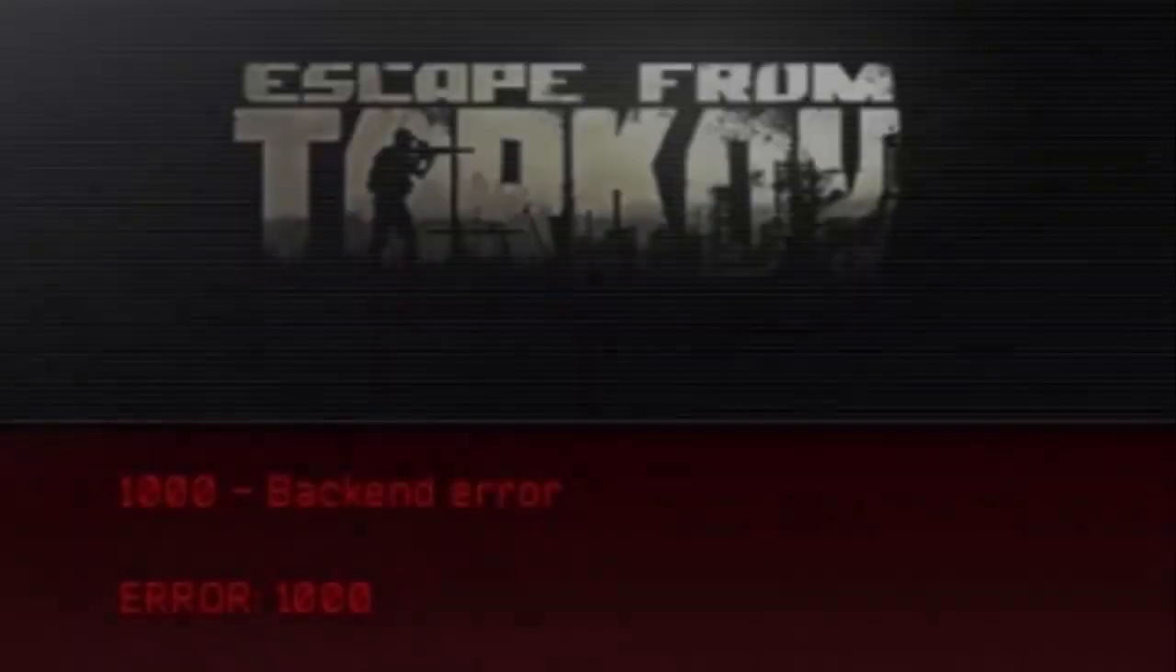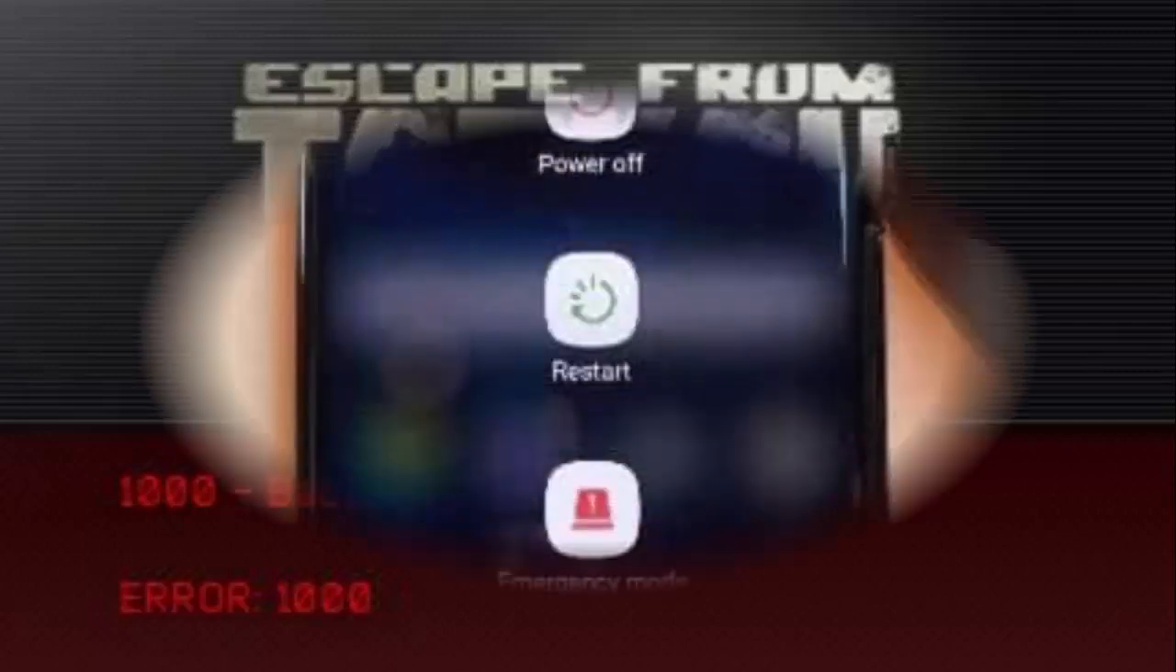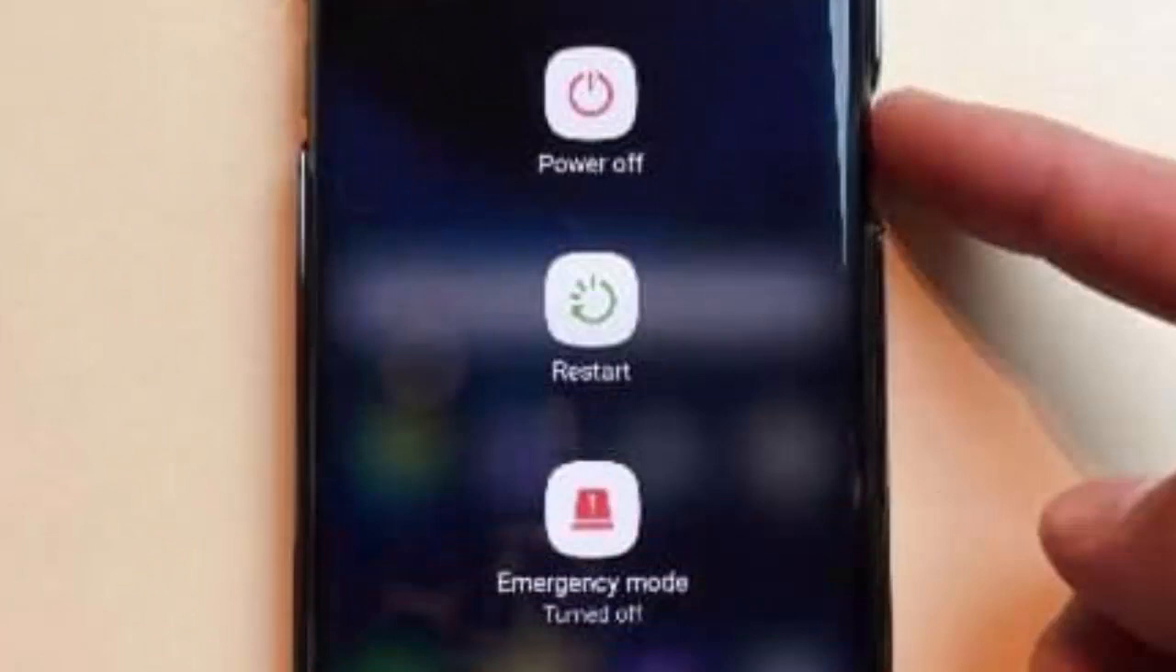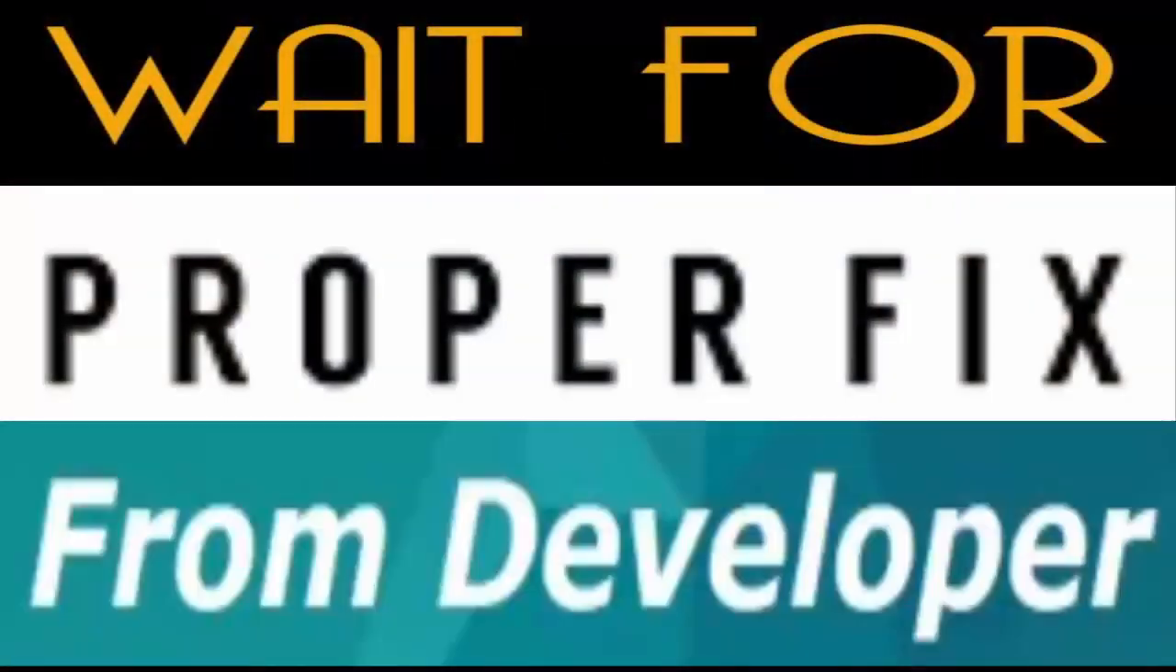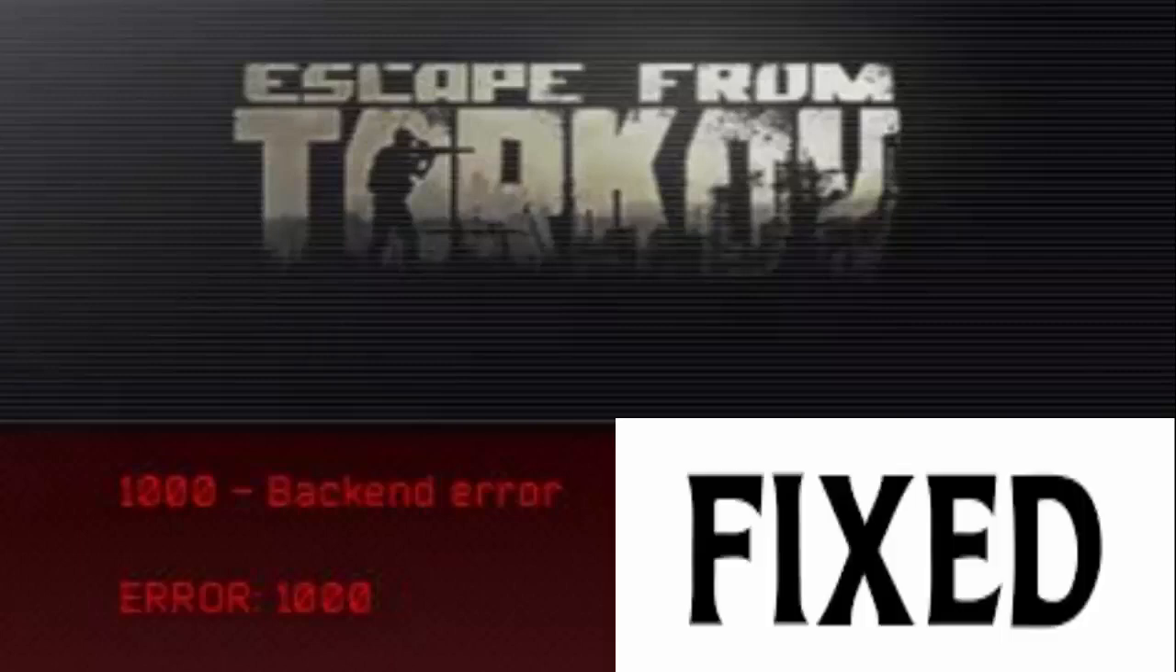So if you are coming across the 1000 backend error, then you must check if your internet connection is stable, or you must try to restart your device and the game. This worked for many users and therefore it is recommended. If the problem exists even after doing this, then you should wait for a proper fix from the developers. Most of the time, such a problem gets resolved without any effort on the part of the player, as most of the time, such errors are officially fixed.